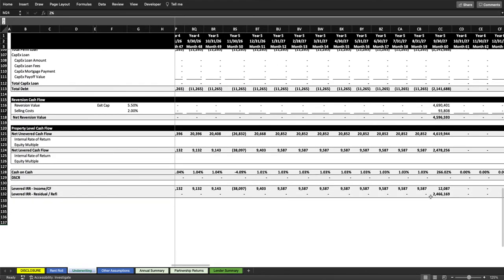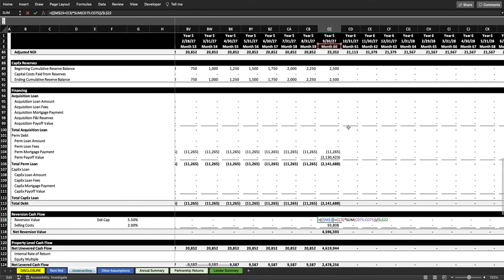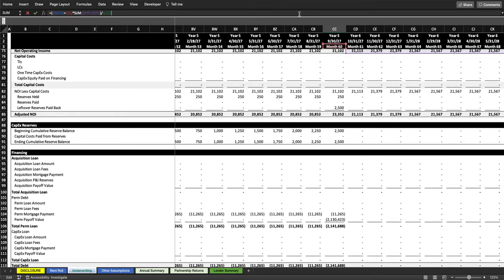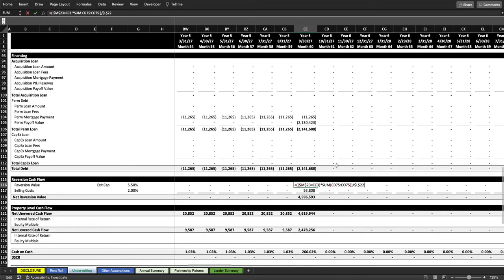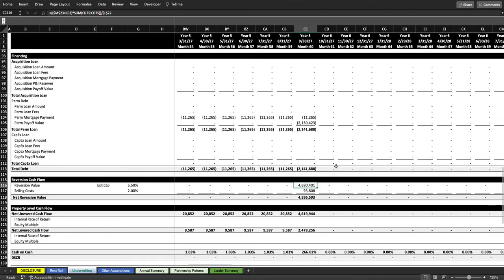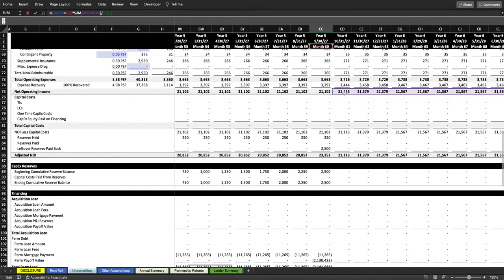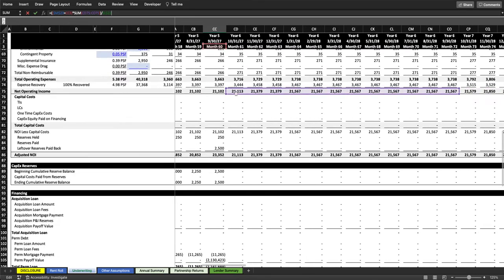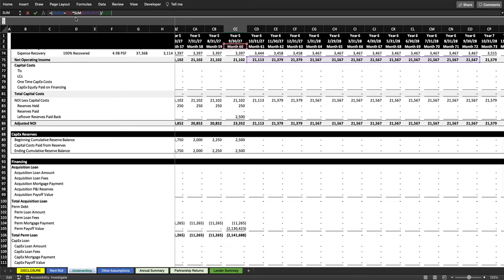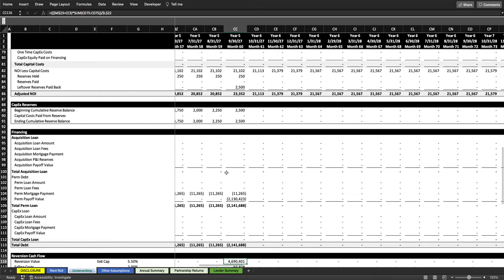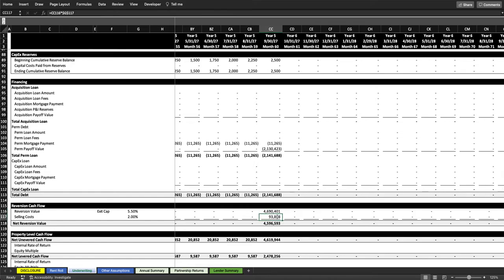So again, for this, you're taking the NOI 12 months in the future for the asset, and then you're dividing that by the exit cap to derive the value. Then you're subtracting out the closing cost or the selling cost, and that brings you your net reversion value, your net sale value. In this case, it's $4.5 million.